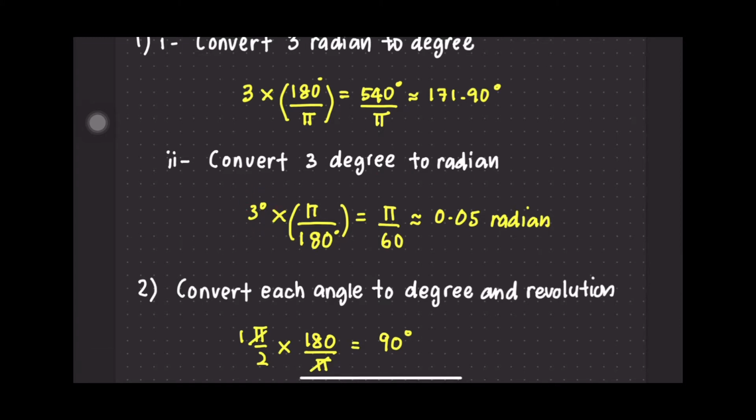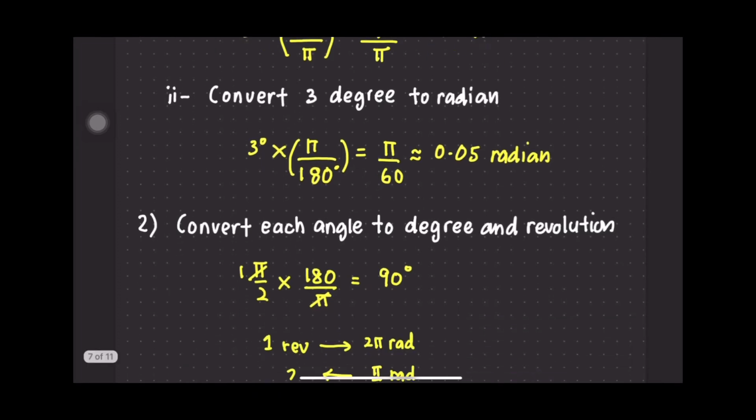Okay, so next adalah convert 3 degree to radian. So 3 degree times with pi over 180 degree. Degree divide by degree. Okay, maksudnya dia punya formula memang 180 bagi pi ataupun pi bahagi 180. So sama dengan pi per 60 equivalent to 0.05 radian.